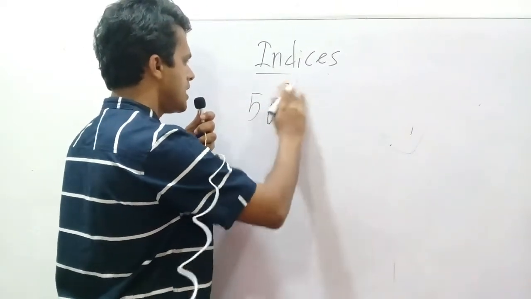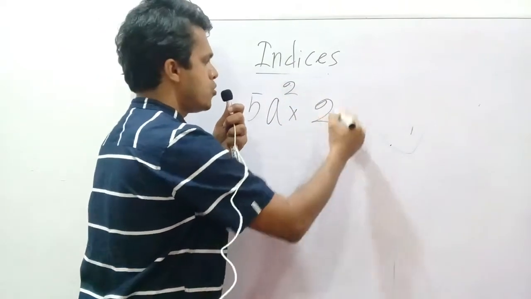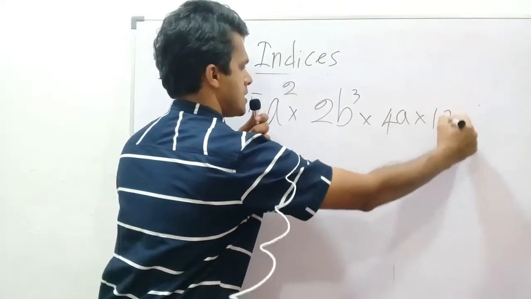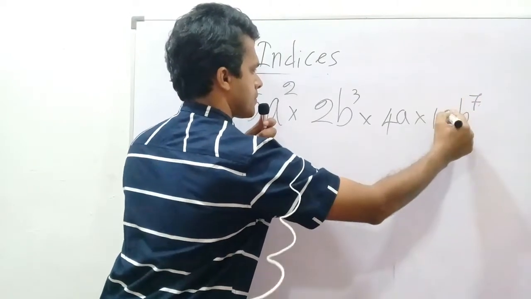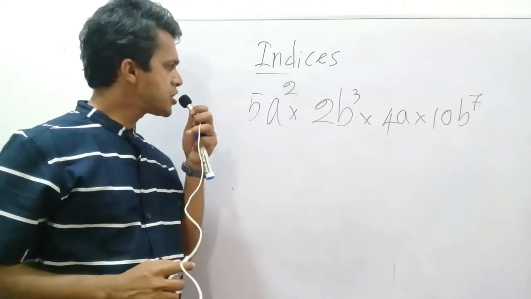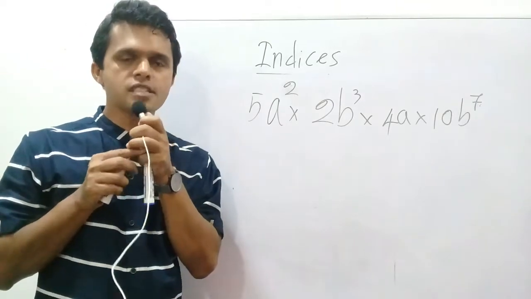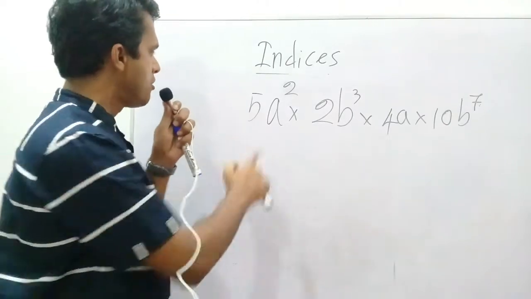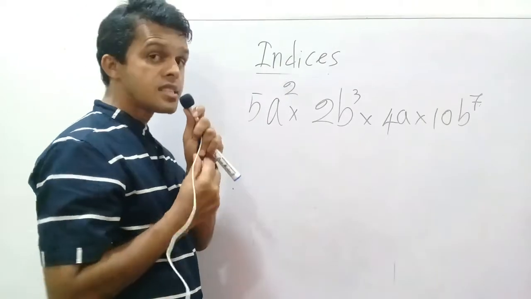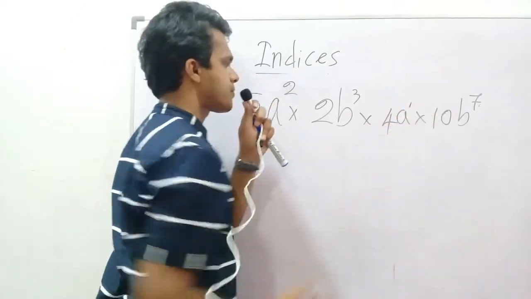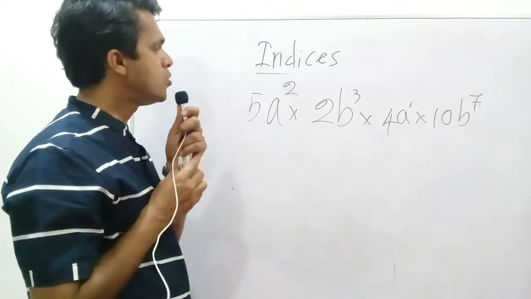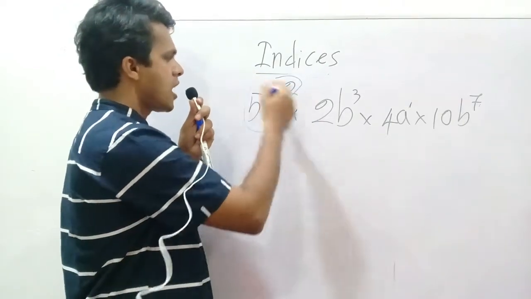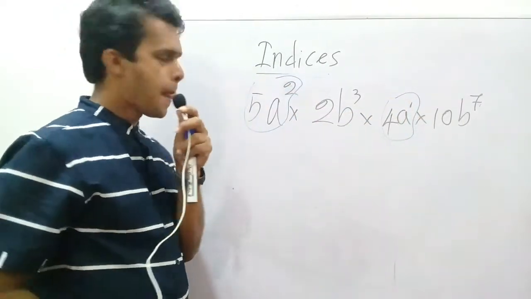5a squared into 2b to the power 3 into 4a, 10b to the power 7. How can you do this one? First, you have to select the common terms or common bases, right? What are the common bases? Here you could see 5a to the power 2, 4a. 4a means 4a to the power 1, right? Simplify these two terms first, right? 5a squared, 4a. Now multiply.